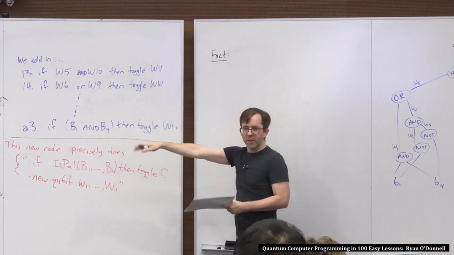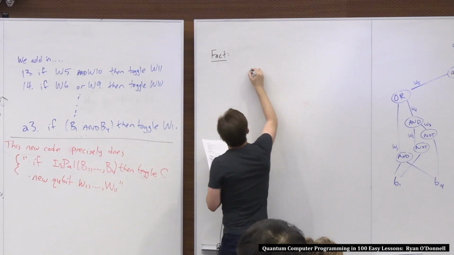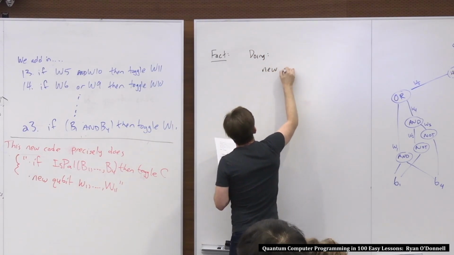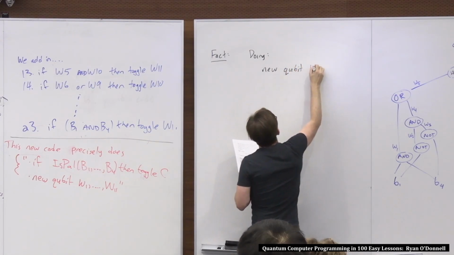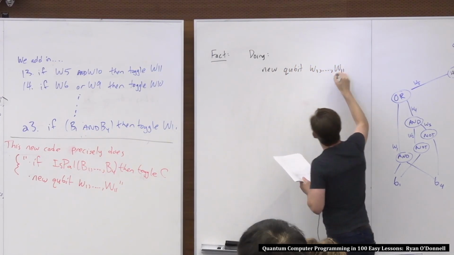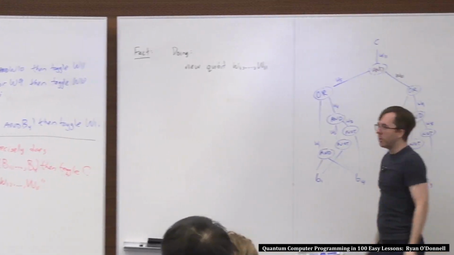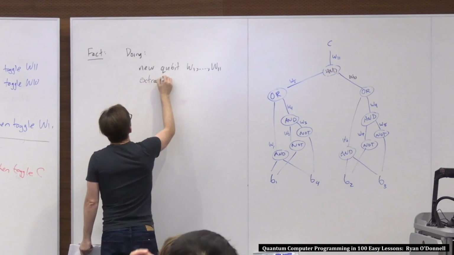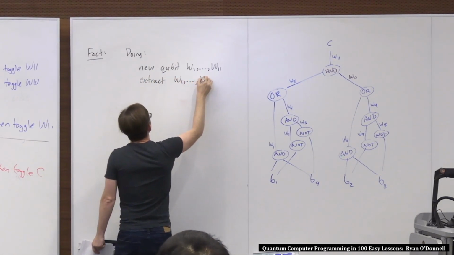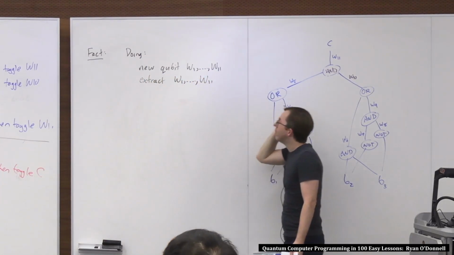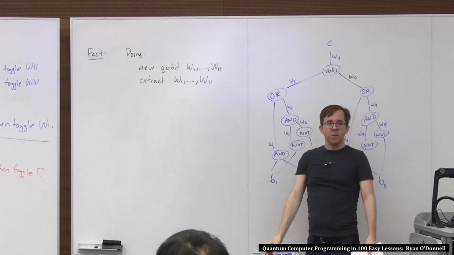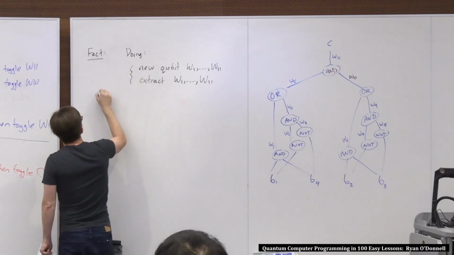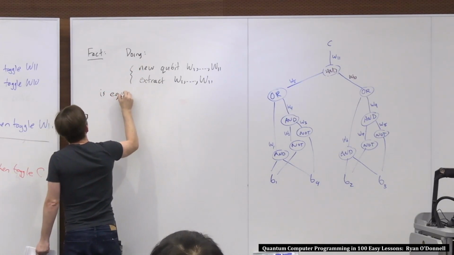Okay, so forget everything that's on these boards for one second. Let me tell you a new fact. If you do the following two instructions: if you introduce 11 new qubits, and then you immediately extract them again, which you can do, that's equivalent to doing nothing. This is equivalent to doing nothing.